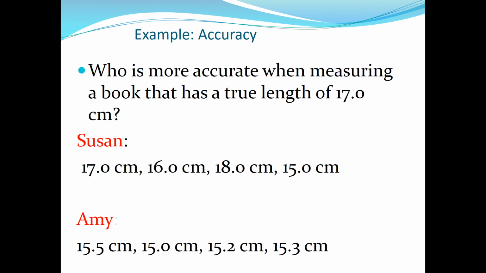So who would be more accurate? Who is closer or more centered around the correct value? The correct value should be 17. It'd be Susan. So, in science, we try to maximize both accuracy and precision. In common language, we don't use the correct, true meaning of accuracy and precision. A lot of times, a lot of people mean a combination of both.